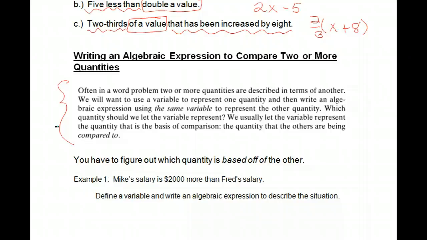And we have to write an algebraic expression that represents our situation in order to do so. So the very last sentence in that paragraph that says we usually let the variable represent the quantity that is the basis of comparison, the quantity that the others are being compared to, is pretty important there. And it's kind of hard to understand. What it's saying is that we have to figure out which quantity is based off of the other one.